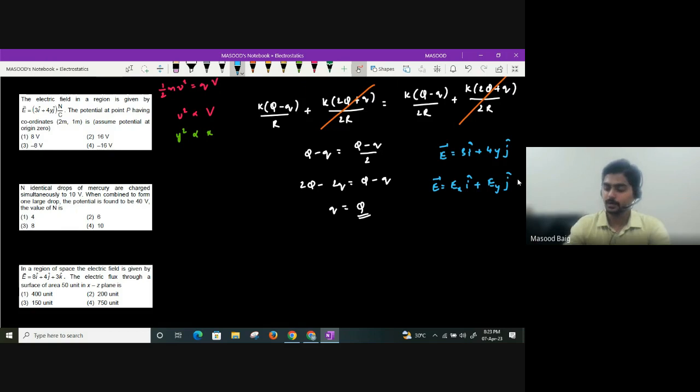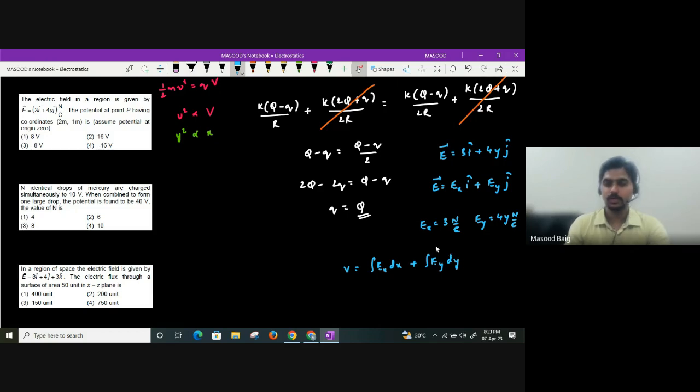Yes or no? So if I compare both of them, what will I get Ex value as? I'll get it as 3 Newton per Coulomb. And I'll get Ey value as 4y Newton per Coulomb. Yes or no, all of you? Volt per meter or Newton per Coulomb you can write. And whenever the electric field is varying with both Ex and Ey, what will be the potential difference, beta? Right? You will get it as integral of Ex dx plus integral of Ey dy.